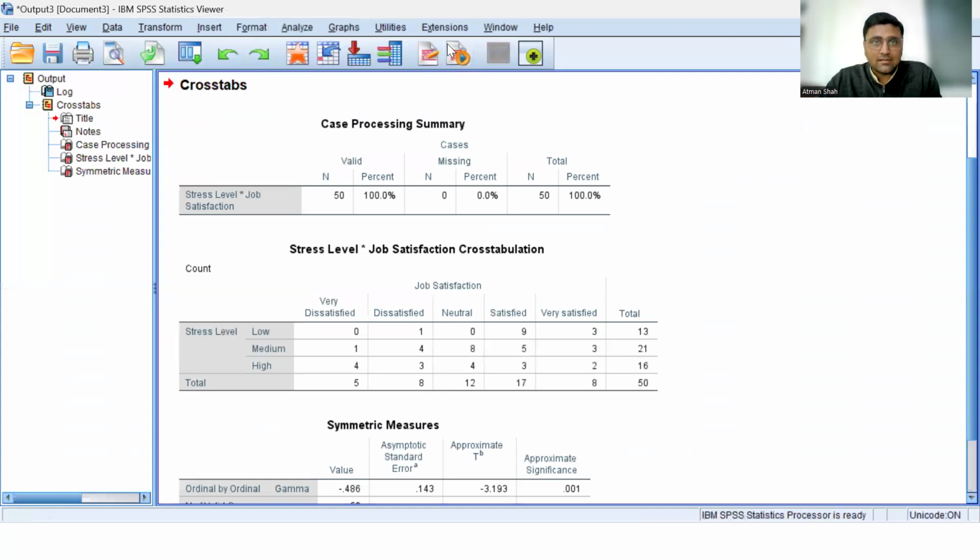So let's see. First we have the case processing summary that shows the number of respondents. Then we have the crosstab. This is the crosstab.